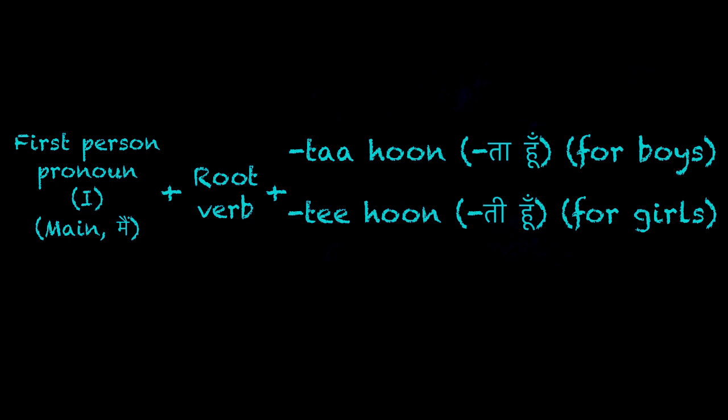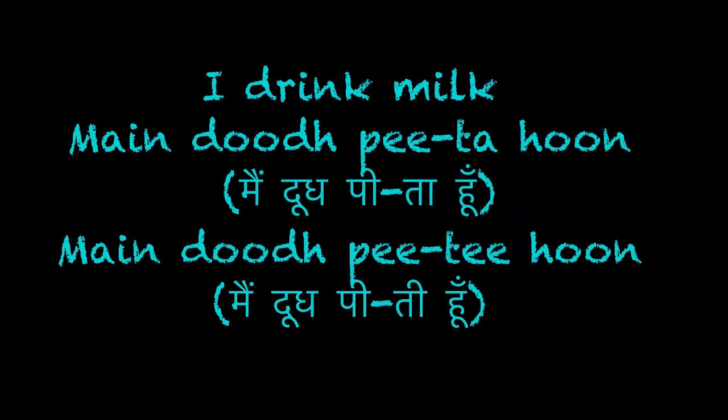The general rule that applies is that the sentence starts with the first person pronoun, that is I, and in Hindi it's main, then the root verb, then ta if a boy is talking, and ti if a girl is talking, and the sentence ends with hoon. Now let me show you some examples.